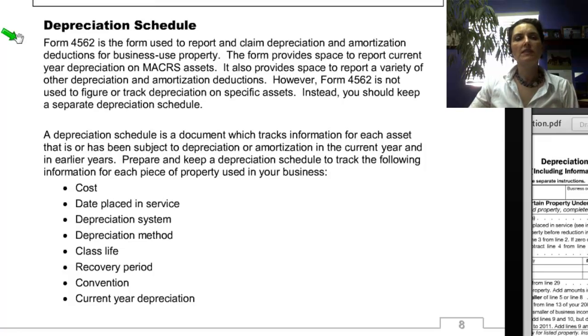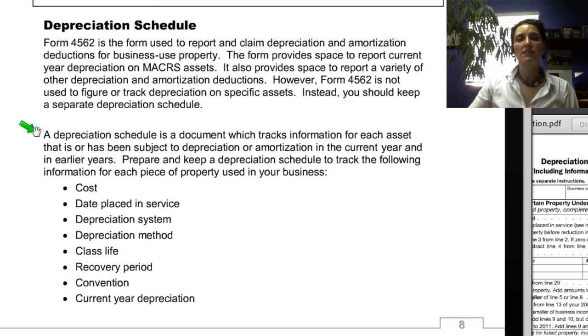Depreciation schedule. Form 4562 is the form used to report and claim depreciation and amortization deductions for business use property. The form provides space to report current year depreciation on MACRS assets. It also provides space to report a variety of other depreciation and amortization deductions. However, Form 4562 is not used to figure or track depreciation on specific assets. Instead, you should keep a separate depreciation schedule. A depreciation schedule is a document which tracks information for each asset that is or has been subject to depreciation or amortization in the current year and in earlier years.